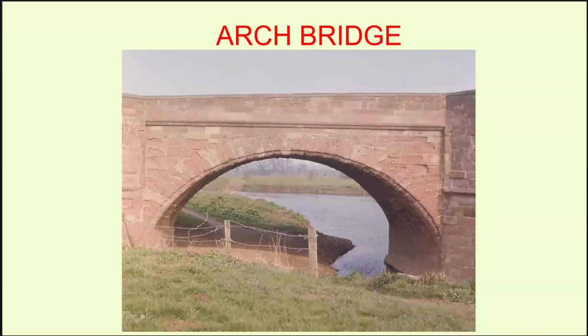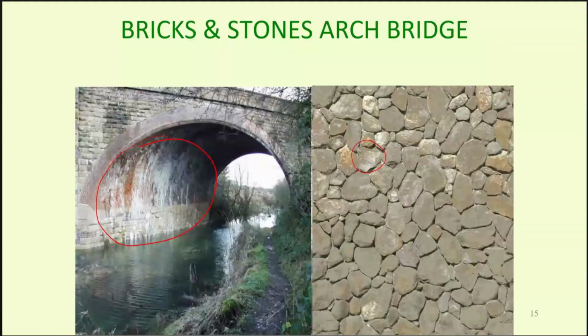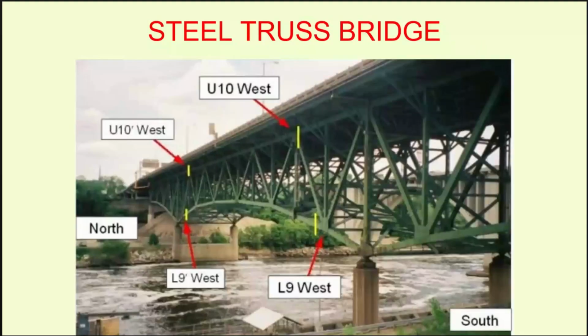Stones having some sign of efflorescence. This brick is having sign of efflorescence, or you can say this is the brick and stone arch masonry bridges. There can be steel truss bridges. Here it is a deck type of steel truss bridge.